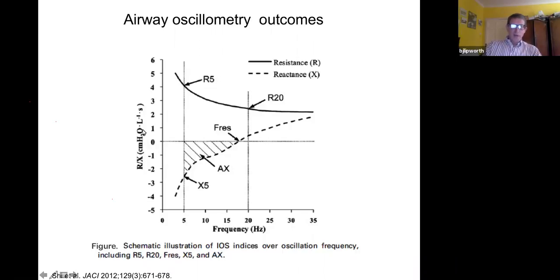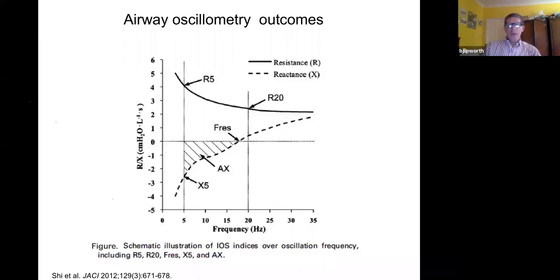And then the pressure flow relationship, the impedance, is then plotted against the frequency. So let's start with the solid line here. This is the resistance line. And you can see when you plot the resistance line against frequency, there is considerable variation depending on the frequency. So at low frequencies, at 5 Hertz, you can see the resistance is proportionally much higher than the resistance at a higher frequency at 20 Hertz. And that's because lower frequencies travel further and deeper into the lung, and higher frequencies travel a much shorter distance.